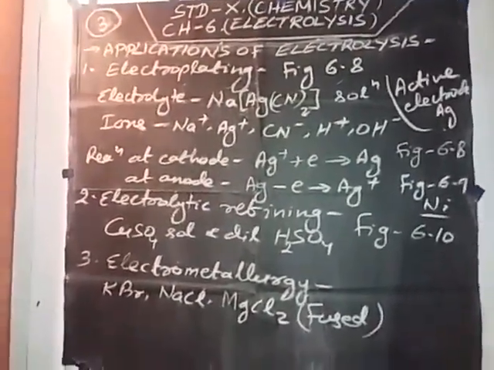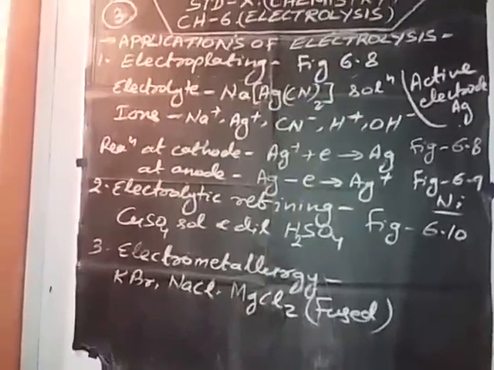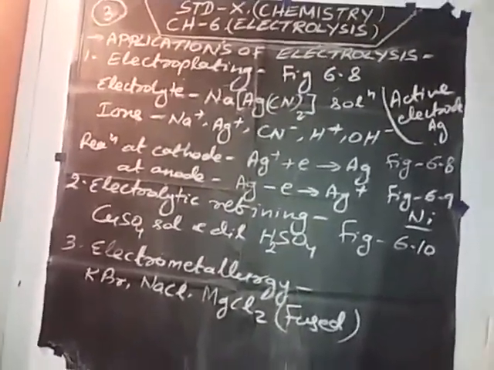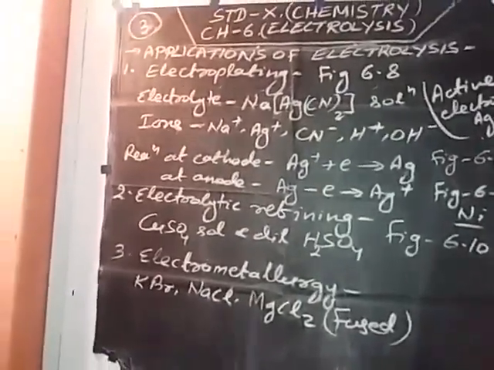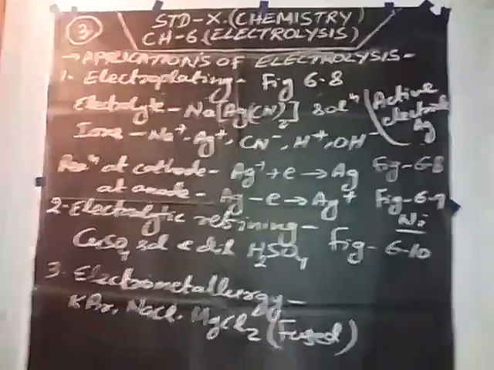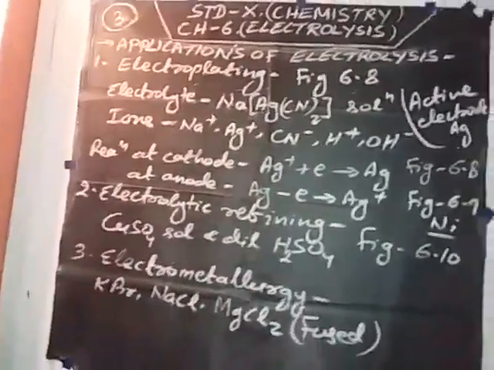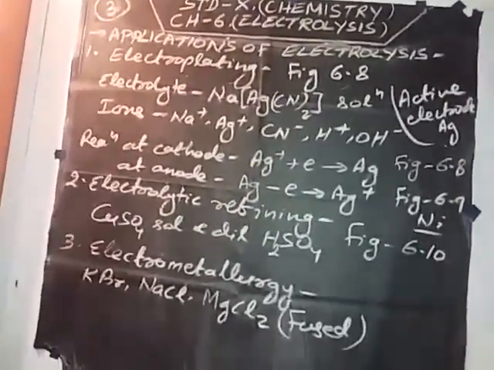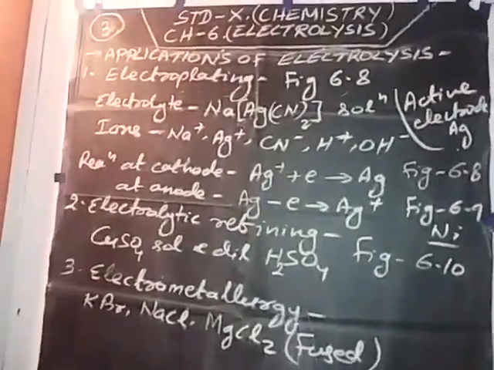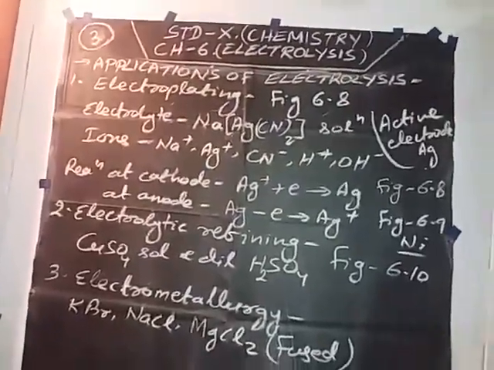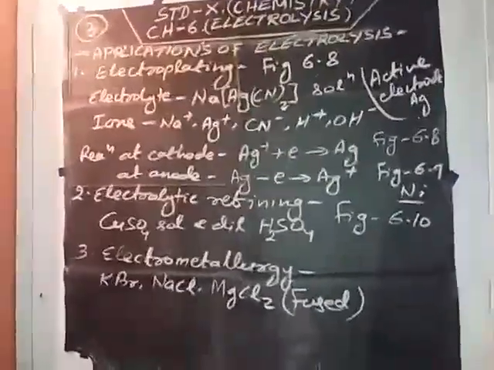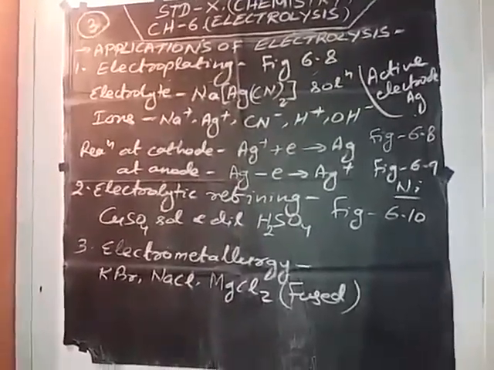Reaction at cathode: potassium ion gains 1 electron to form potassium metal. Reaction at anode: bromide ion loses 1 electron to form bromine, which combines with another bromine to form bromine gas. So active metals are electrolyzed in fused or molten state. Reactive metals are not extracted from their aqueous salt solution, so these are extracted in the fused state.